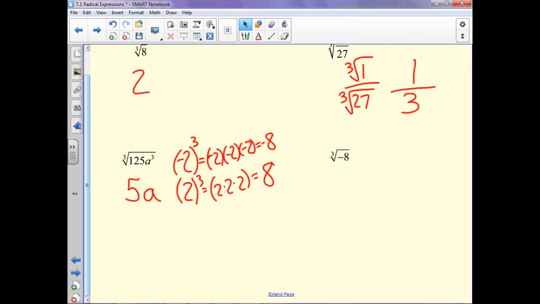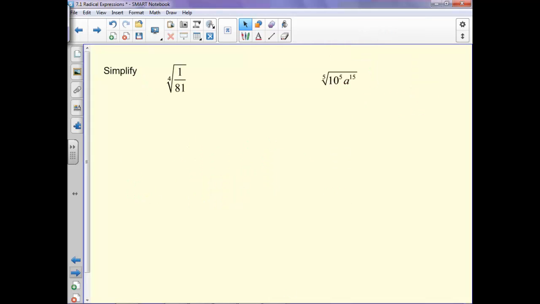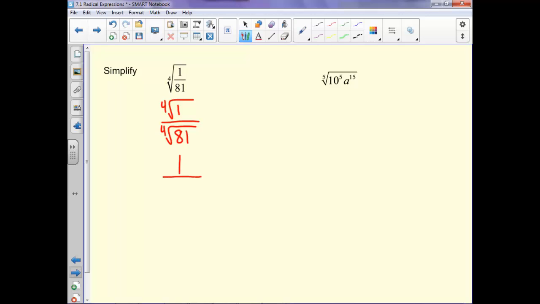Now this last one, what cubed gives us negative 8? Well, negative 2 when we cube it will give us negative 8. And that comes back to here. So same idea here, except now we're doing the 4th root. We'll think about what to the 4th power is 1. That's just 1. And this is saying what to the 4th power equals 81? Well, that'll be 3.